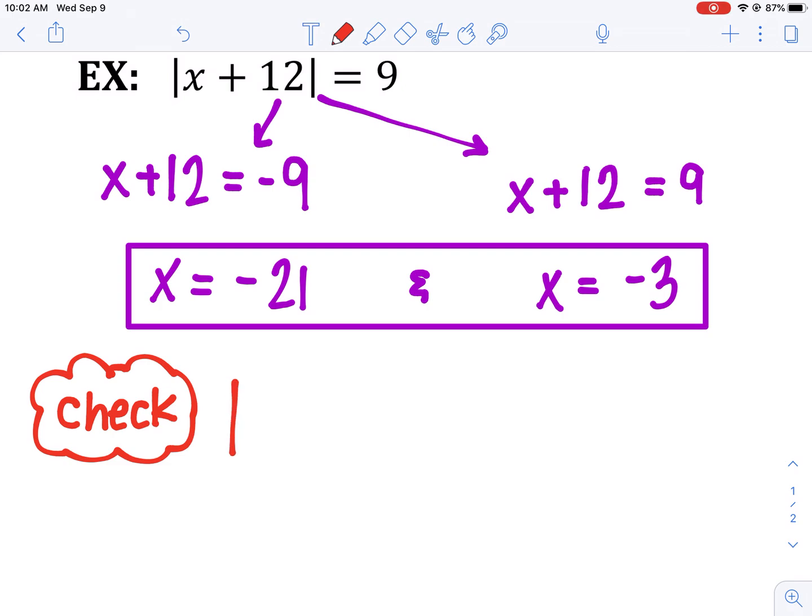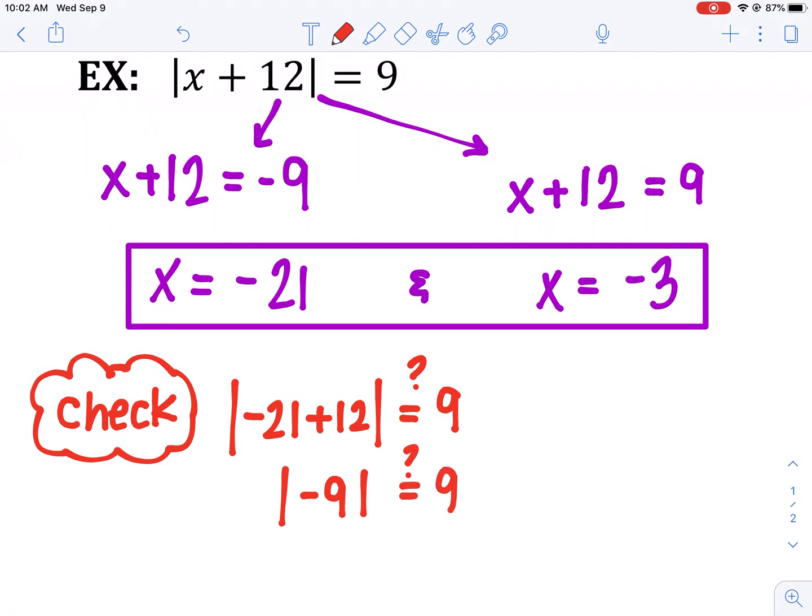So I take the original equation. Instead of x, I'm going to plug in a -21. And I'm asking myself, question mark, is this true? Well, absolute value of -9, does it equal 9? I would like you to go all the way to show me yes. Left side equals right side. First solution is good to go.